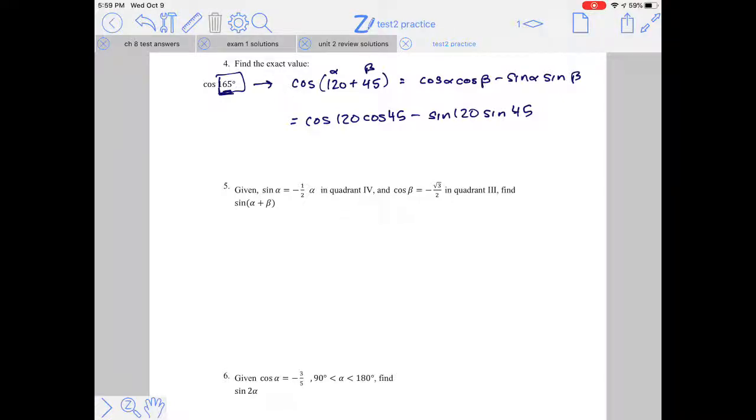Okay, what is cosine 120? Okay, cosine 45. Sine of 120. And sine of 45 is root 2 over 2.